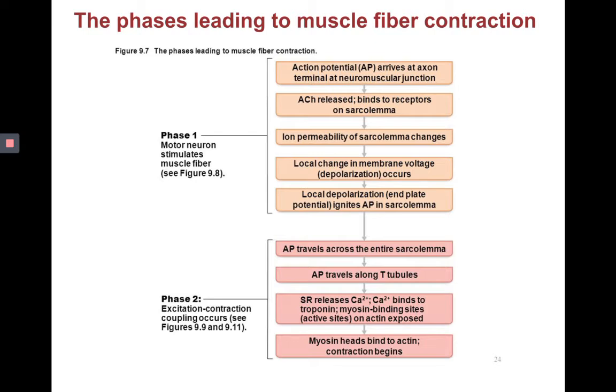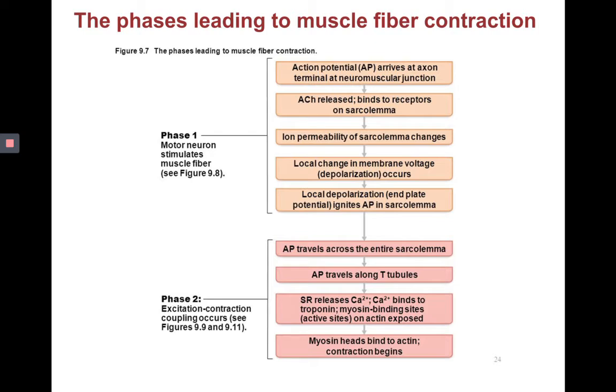The acetylcholine then travels across the space and binds to receptors that recognize acetylcholine. Acetylcholine bound to receptors on the sarcolemma causes channels to open in the membrane of the sarcolemma.